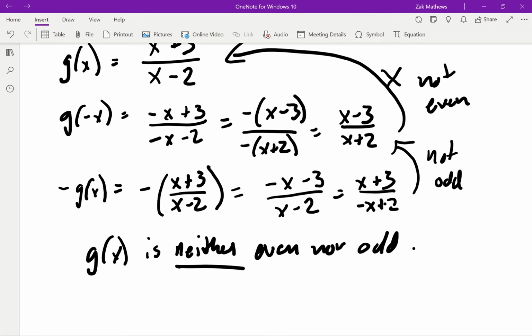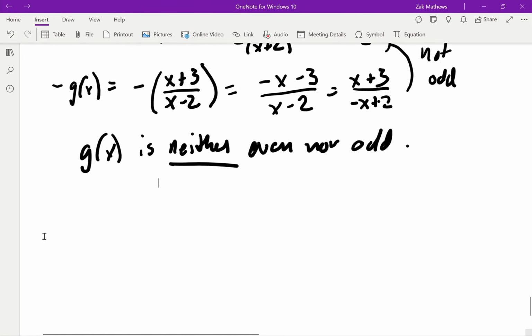Now, that is the formal definition of how we determine if a function is even or odd. Those are the formal tests for how we can do it every single time. We need to know how to do that. But if we're given the graph of the function, it's actually a little bit easier. We can look at the symmetry.